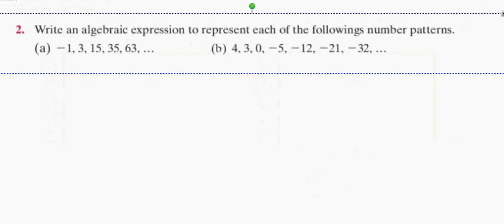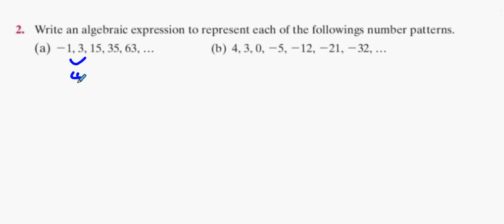Write an algebra expression to represent each of the following number patterns. Alright, no bother. So, what's the first gap? Here to here, 4. Here to here, 12. Here to here, 20. Anybody? 28. Yeah. Alright. Second difference. What? 8. Next one. 8. And next one after that? 8. Alright.